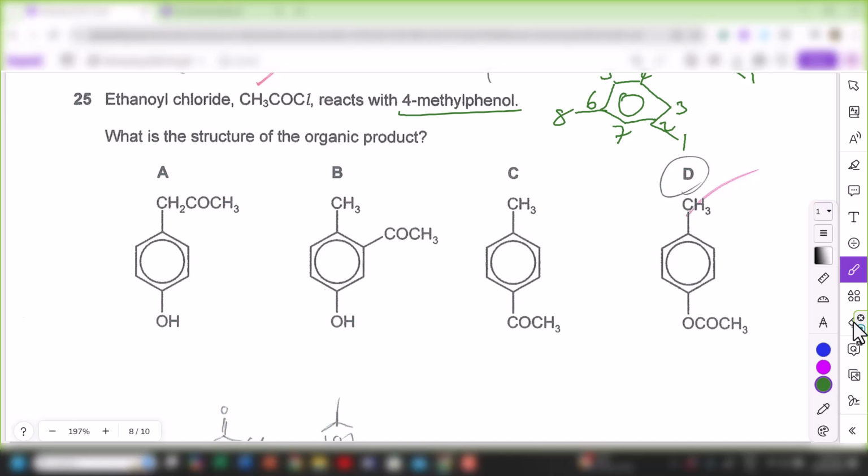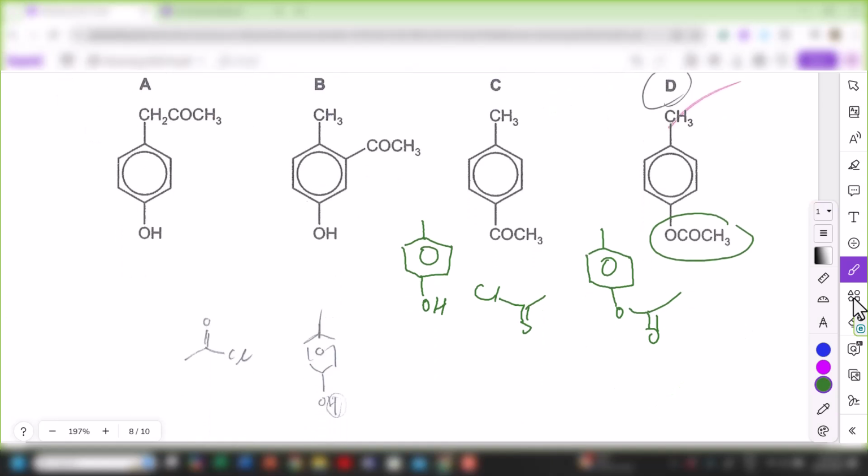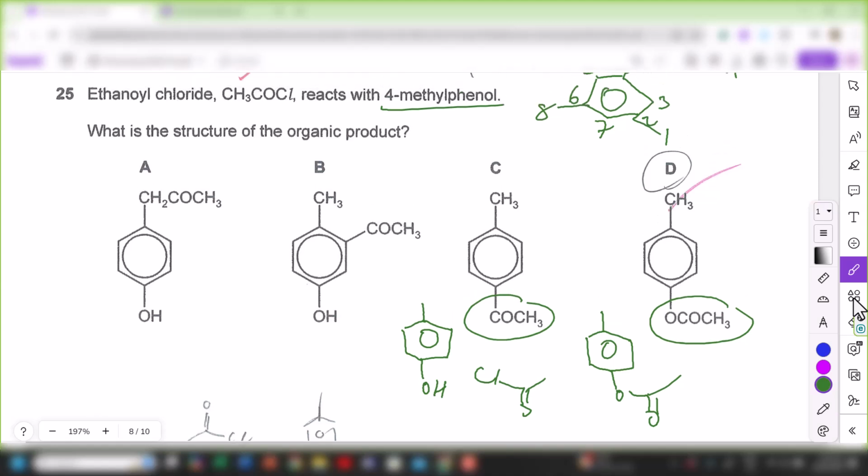Again, 4-methylphenol. I'm just going to sketch this out. So the phenol is over here, OH. Ethanoyl chloride will look something like this. So again, I'm going to join the O to the carbonyl carbon. So I'm going to end up with a compound that will look like this. This portion will be OCOCH3. I think that's it. This is a ketone, so we're not looking at a ketone here, and the rest are out of the question.